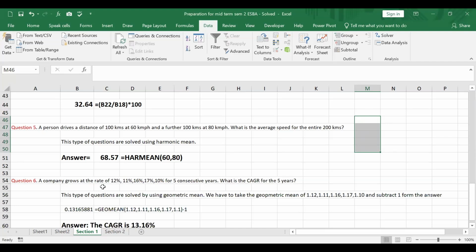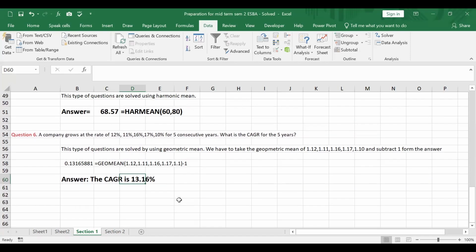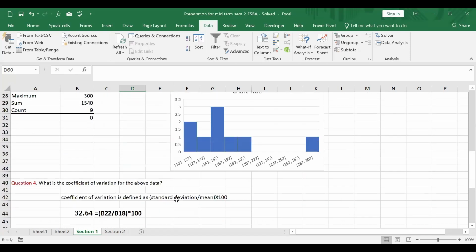A company grows at the rate of 12%, 11%, 16%, etc. for 5 consecutive years. When this growth is to be averaged, then you use the geometric mean. And how is it done? We have 1.12, 1.11, 1.16, 1.17, 1.1. Take the geometric mean of these, and then subtract 1 from it. That will be the CAGR, compounded annual growth rate. Using this formula, that comes to 0.13, meaning 13.16%. So that is question number 6.